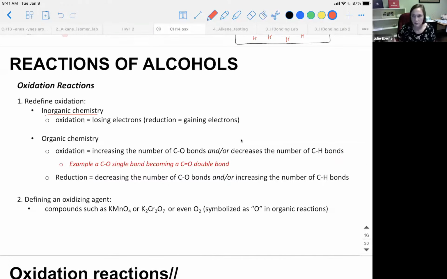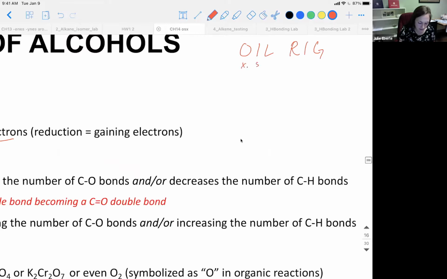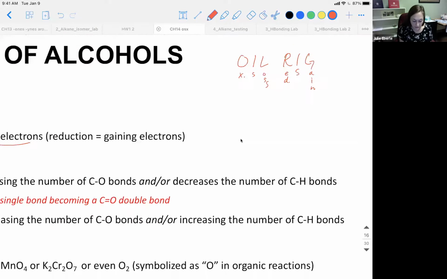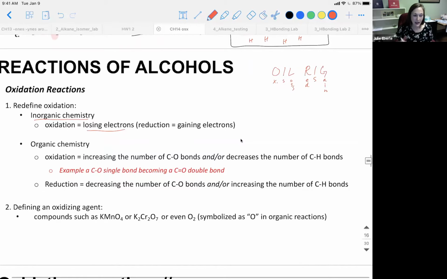So in organic chemistry, probably what you had previous, we define oxidation as losing electrons. Did anybody ever hear the acronym OIL RIG? What that stands for is oxidation is the loss and reduction, I'm going to abbreviate, is the gain of electrons. So oxidation is the loss of electrons. Reduction is the gain of electrons. And that's previously how we defined redox, okay? But now we're gonna expand that definition. So that is all true, but we're gonna expand it.